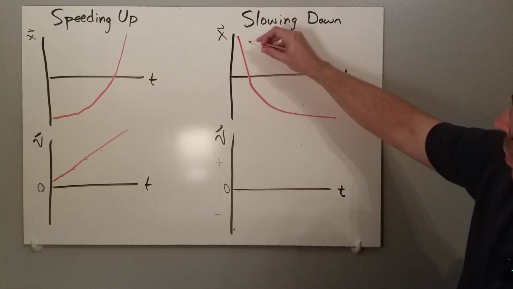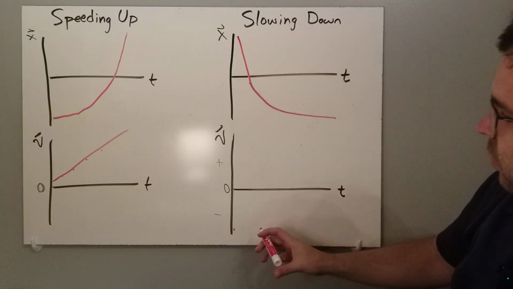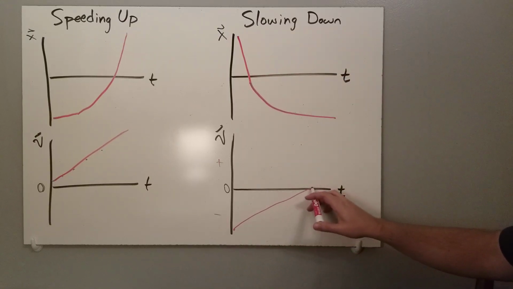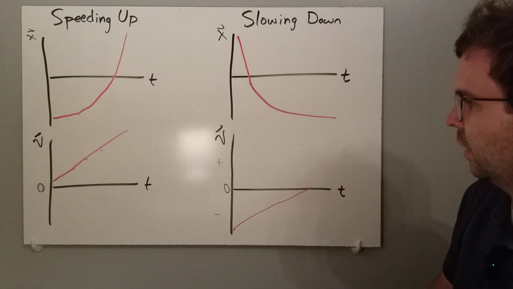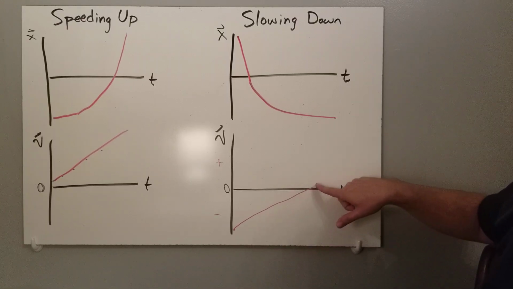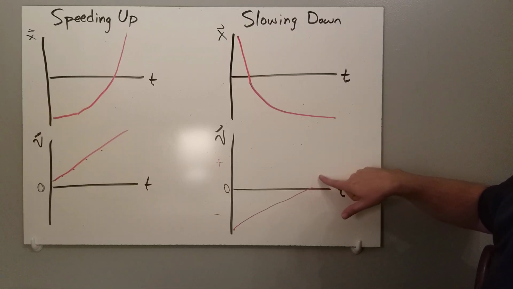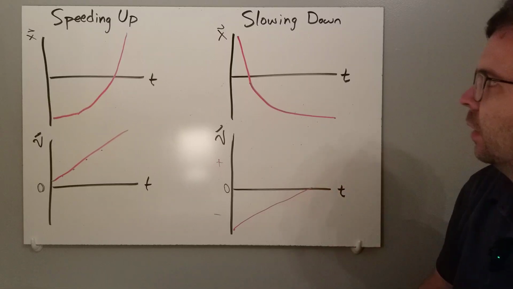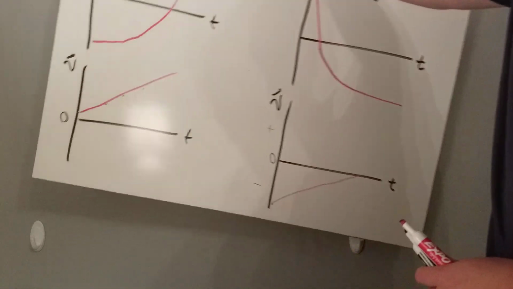We're starting off high, but we're getting slower and slower and slower. Eventually, it looks like we might even come to rest. If that's the case, we'll end up back here at 0. So this would be slowing down. We don't want to keep going past this, because that would mean we've crossed over 0 velocity and now we're speeding back up, but in the other direction. So we stop there. All right, let's do one more.